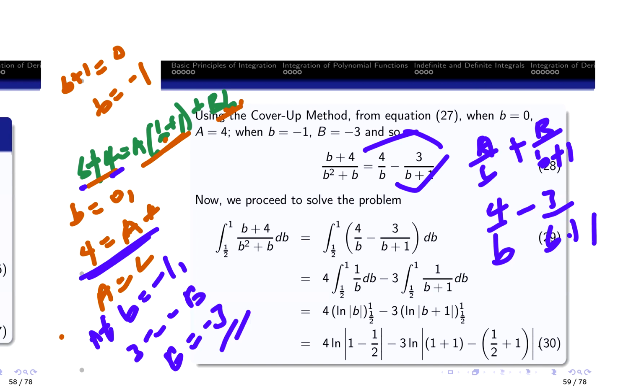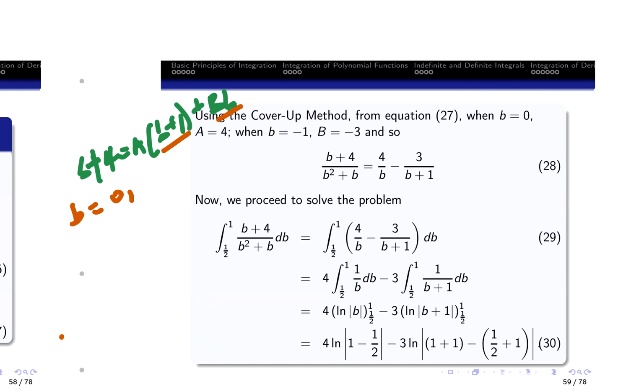The cover-up method, you try to set the small b to values that will cancel one of the terms out so you can find the other. Okay, so with that, we get what we have now. So using the cover-up method from equation 27, the last equation we saw before getting here, when b is 0, for instance, you see that A is 4, just like I did.